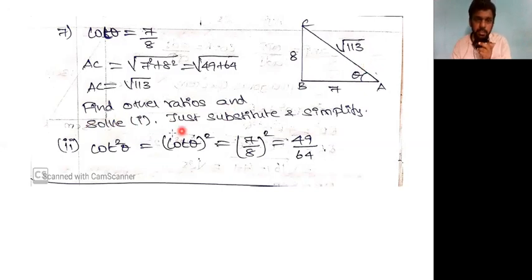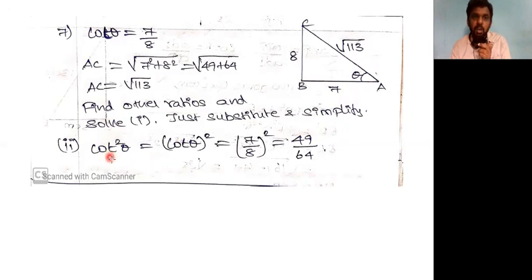So find other ratios. We know cot theta, so we can find sine, cos, and whatever is required. All the six ratios we can find using this triangle, right? So in the first subdivision, we need to know sine theta and cos theta. So here sine theta is 8 by root 113 and cos theta is adjacent, 7 by root 113. Just substitute the values in that expression and simplify, you will get the answer.